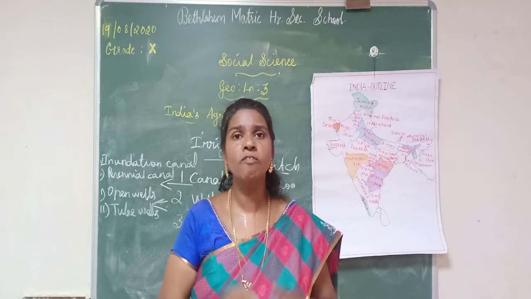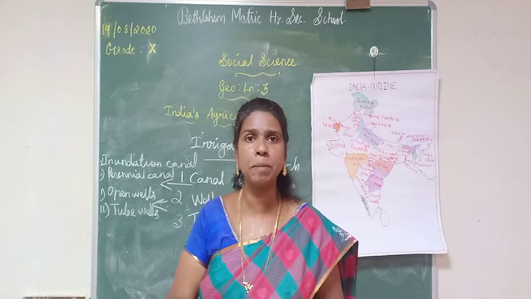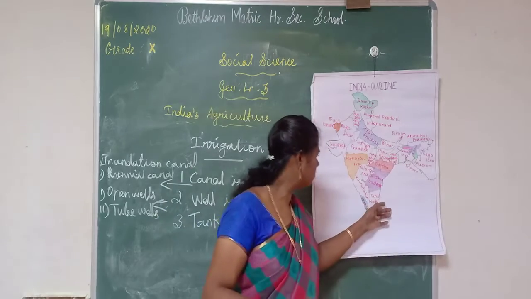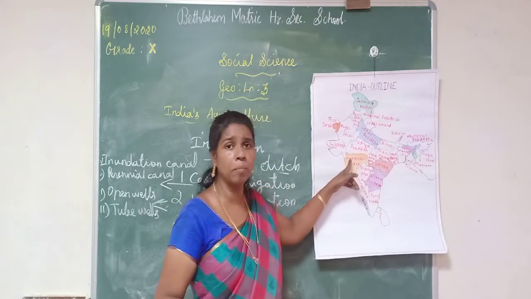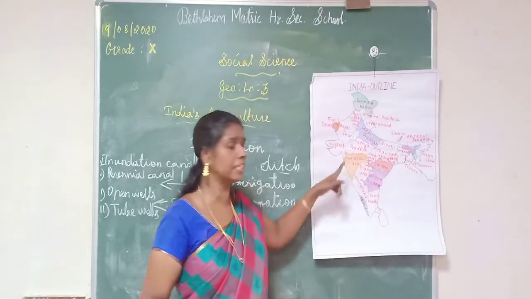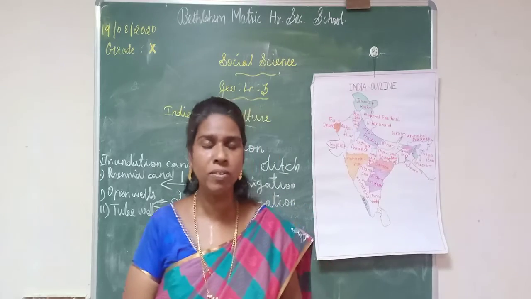Mostly in India, five leading states use this type of irrigation: Tamil Nadu, Karnataka, Andhra Pradesh, Telangana and Maharashtra.